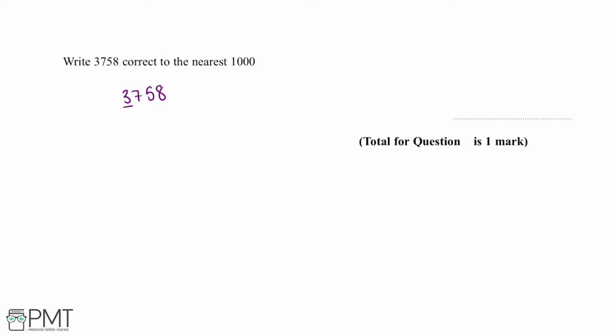So as we can see in this number, 7 is greater than 5, so therefore we're going to round it up to 4,000. And this question's worth 1 mark, and this is for the correct answer.